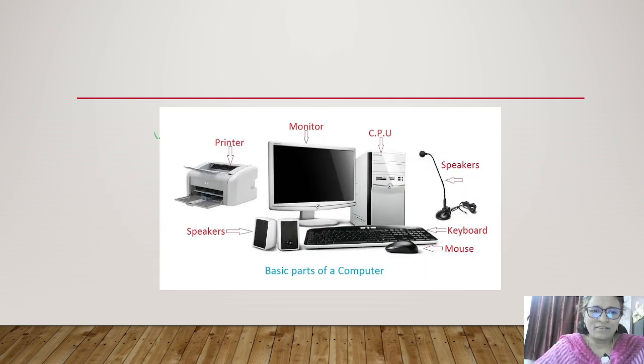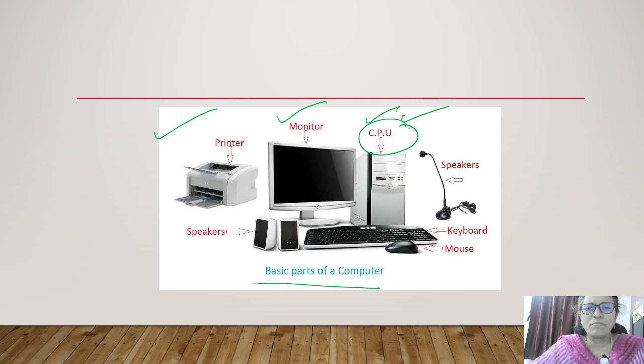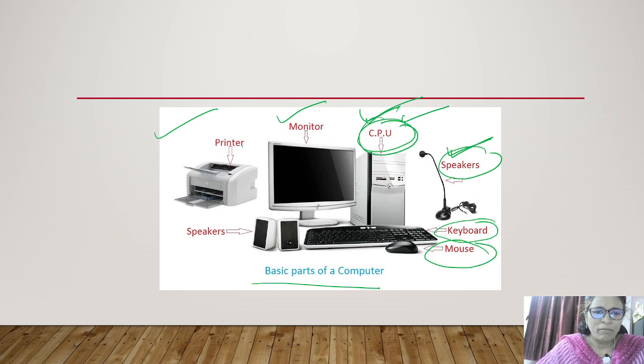If you see, these are the basic parts of a computer. What are the basic parts of a computer? It will have a monitor, and it has a CPU. CPU means, what is the full form? Central Processing Unit. The detailed structure of the central processing unit we will see later. And what are the output devices? Speakers. For example, the output devices are speakers and printer, keyboard is an input device, mouse is an input device. These are the basic parts of any computer.